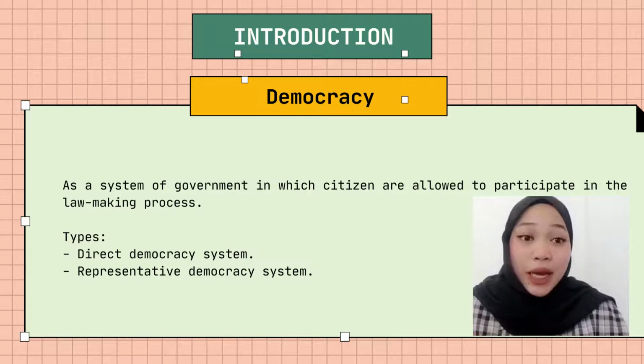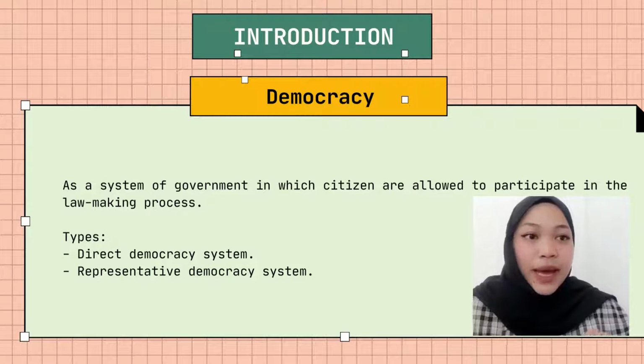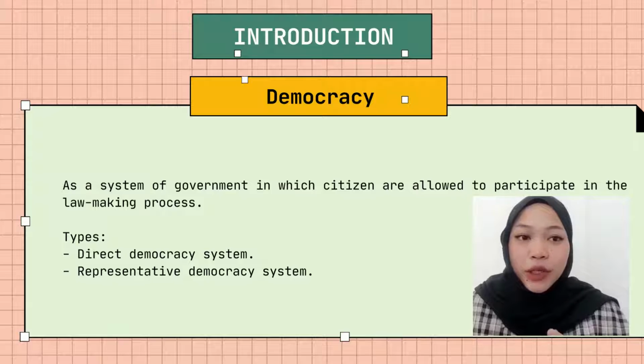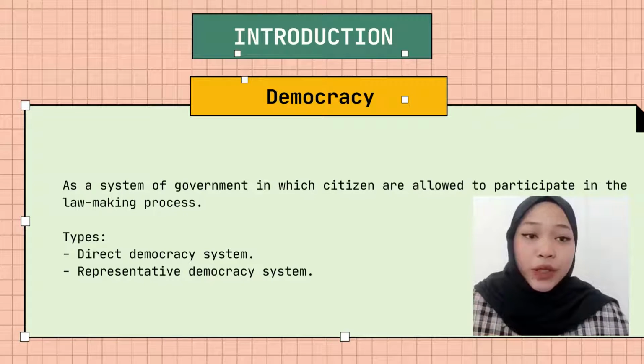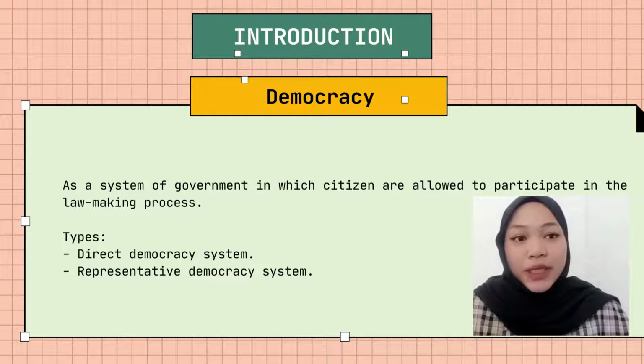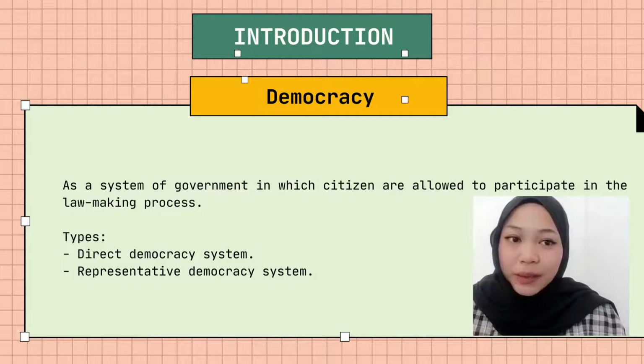There are many types of democracy. Among them are direct democracy system and representative democracy system. A direct democracy system is the direct participation of the people in the lawmaking process. It's allowing all laws to be practiced and determined by the people.